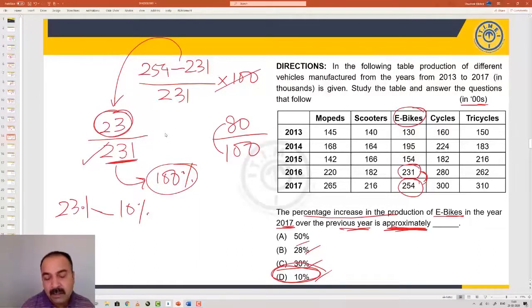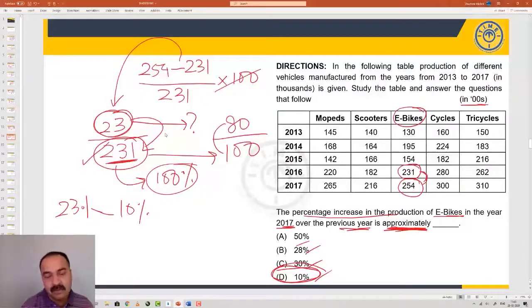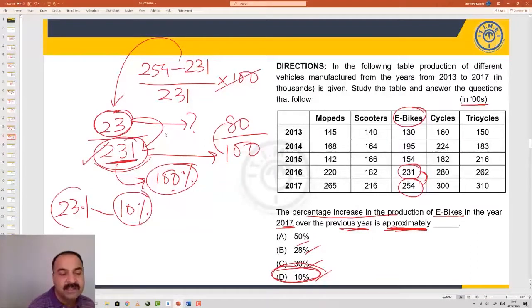Cent is century. So 23 is what percentage of 231 basically means, if 231 is 100, then 23 is how much? That is the question. So if 231 is 100, that's exactly what we have done. If 231 is 100, then 10% is 23.1. And therefore 23 is very, very close to 10%. Answer is D.